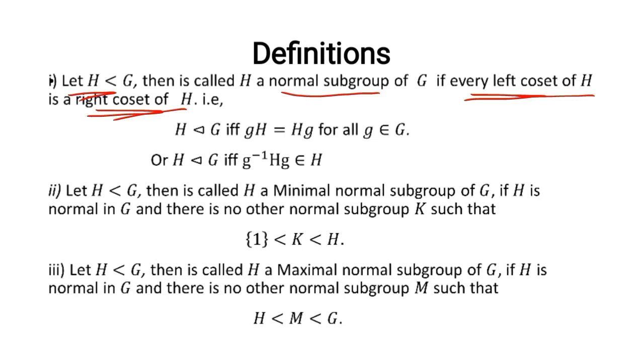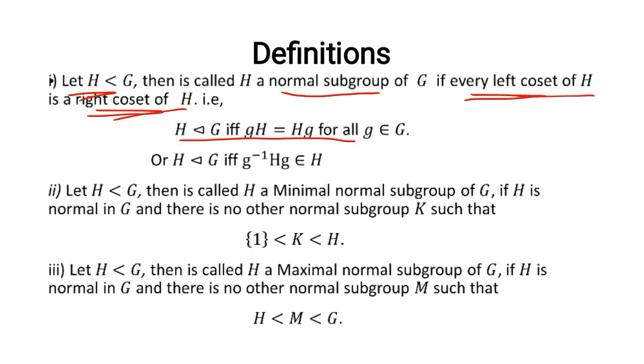And mathematically, this is how we write it. We write it as H is normal in G. You just see the triangle, it's this kind. Okay, so you have to be careful because they all mean different things in mathematics. Okay, so mathematically, there are 2 ways of writing it.